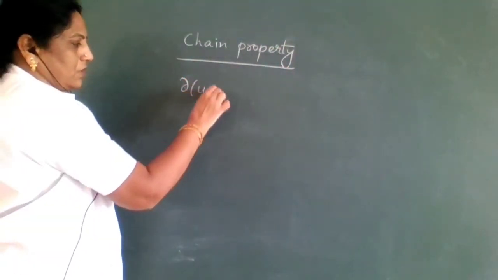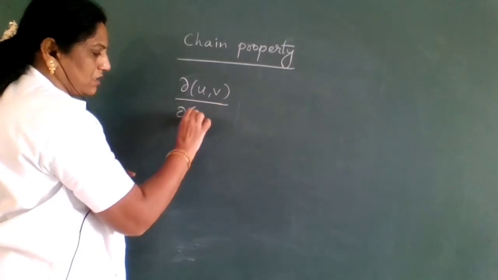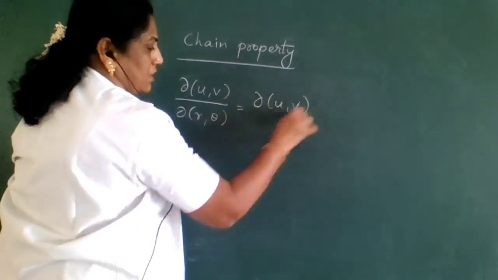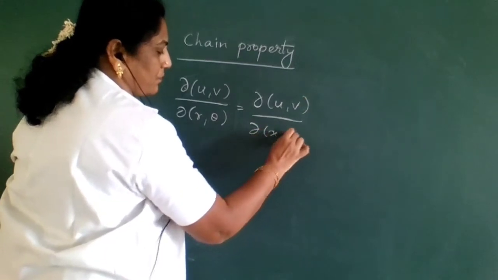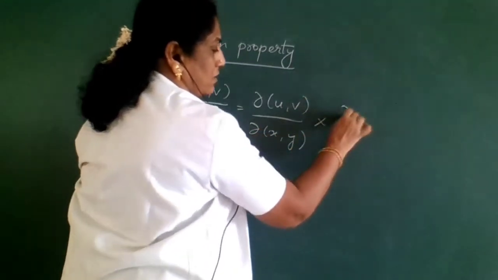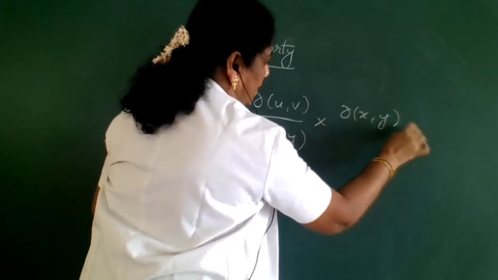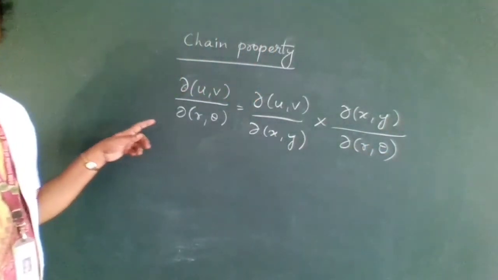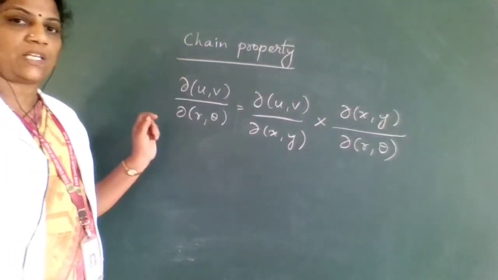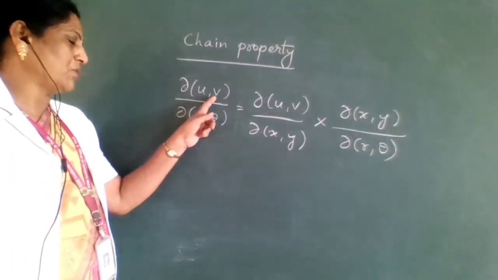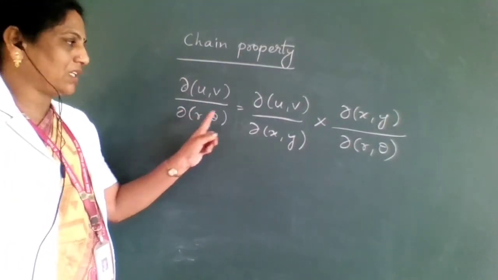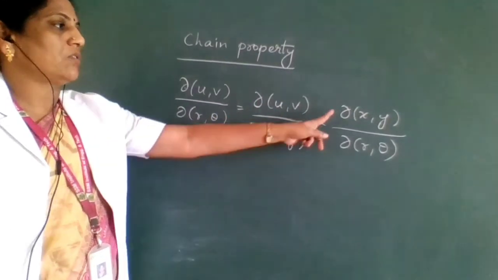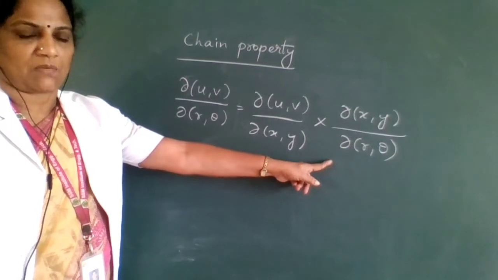∂(u,v)/∂(r,θ) = ∂(u,v)/∂(x,y) × ∂(x,y)/∂(r,θ). This is called the chain property. So the Jacobian ∂(u,v)/∂(r,θ) equals ∂(u,v)/∂(x,y) into ∂(x,y)/∂(r,θ).